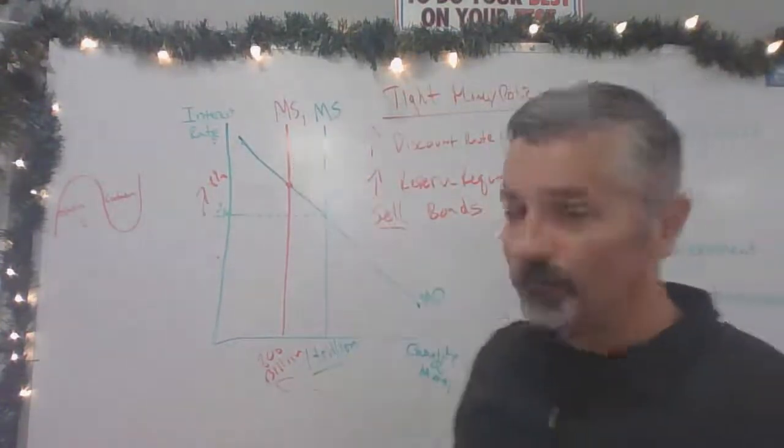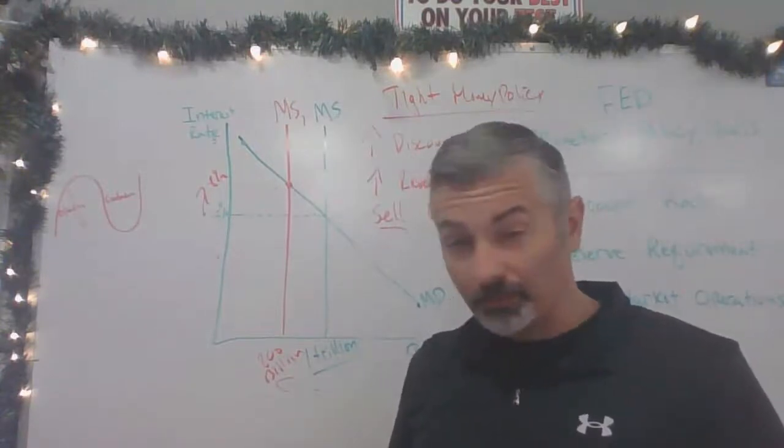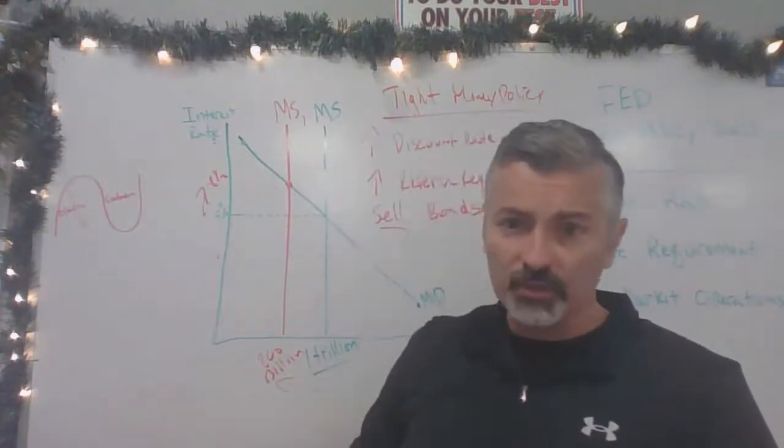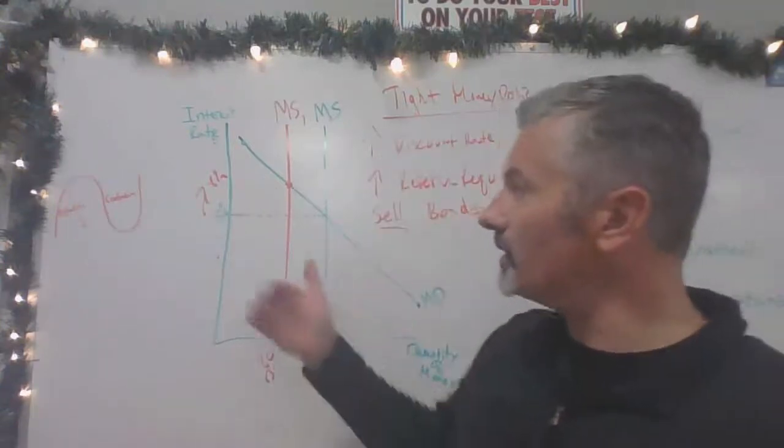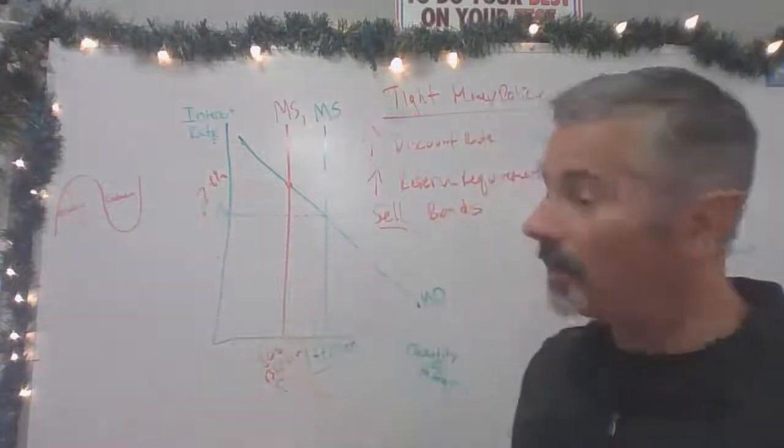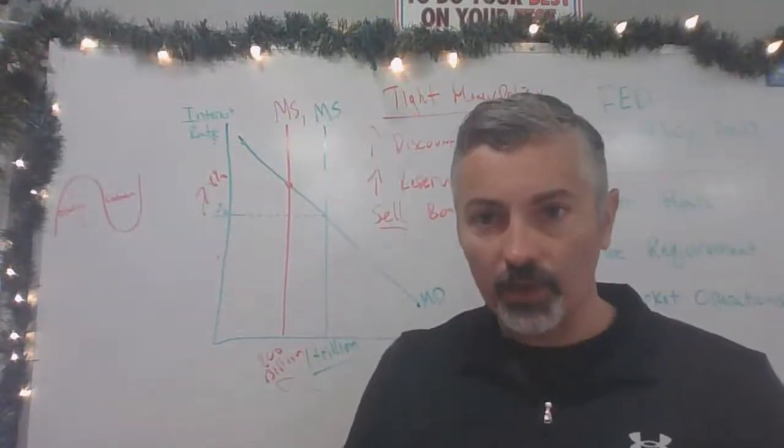Now, fewer people are getting loans. If fewer people are getting loans, fewer people are purchasing cars, purchasing homes. Businesses might not be taking out loans to expand their business as much. This will all have the effect of cooling down the economy. All right, so that's how this works. This is how it all comes together.